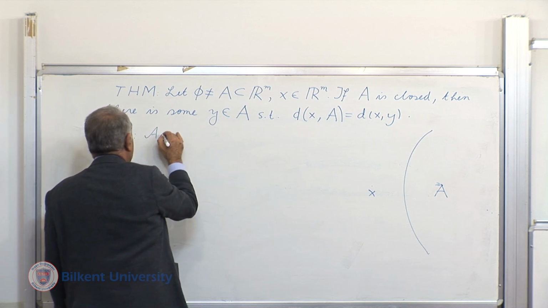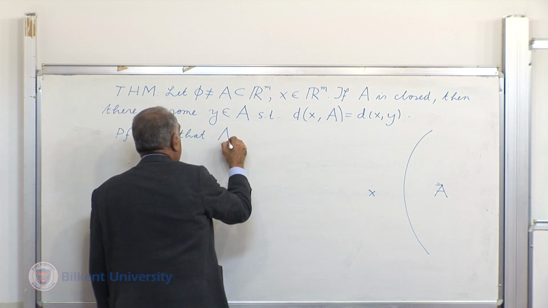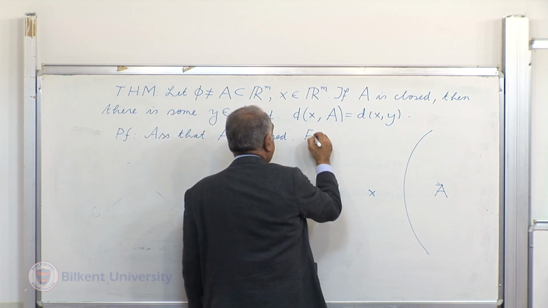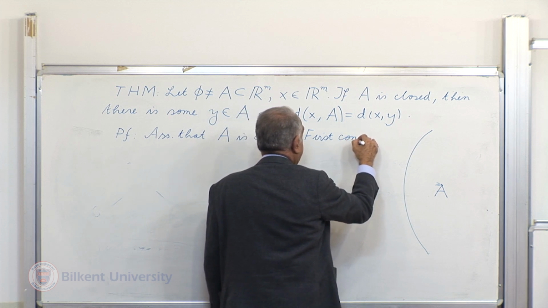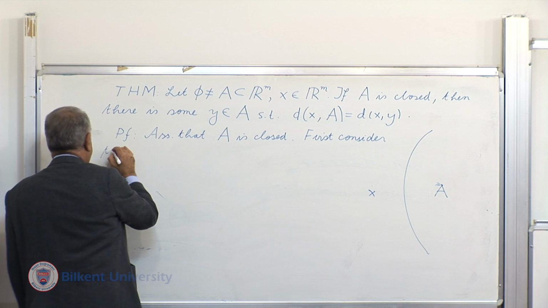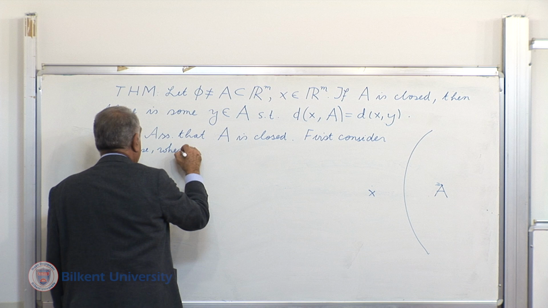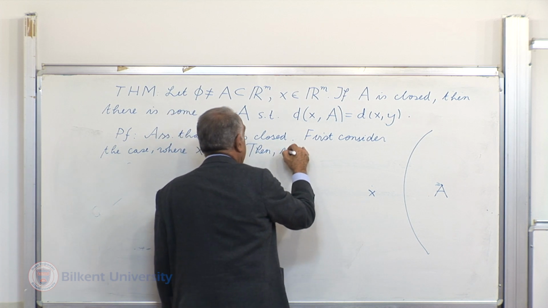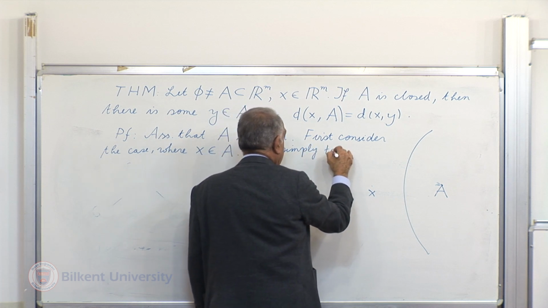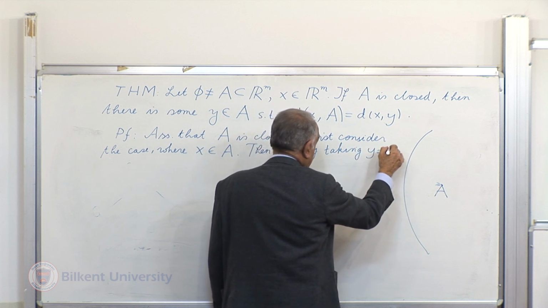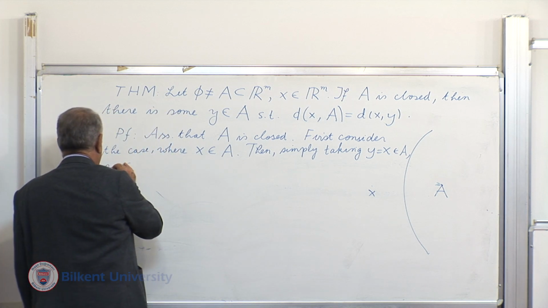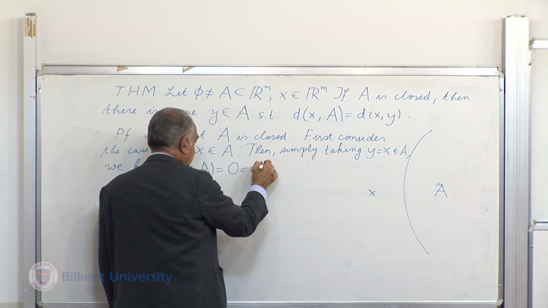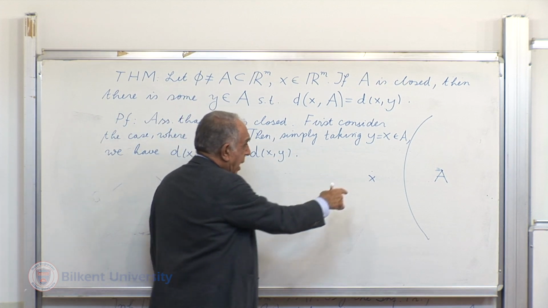Now, let's start by assuming that A is closed. First, consider the case where x is in A. Well, then, simply taking y as x, this will be a point in A. We have d(x,A), which is 0, is equal to d(x,y).